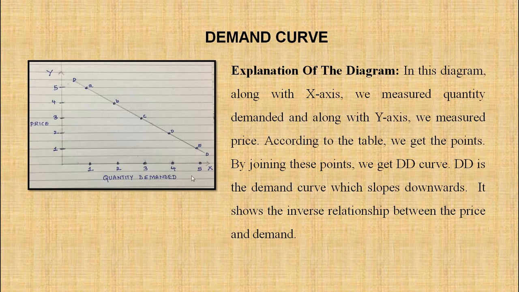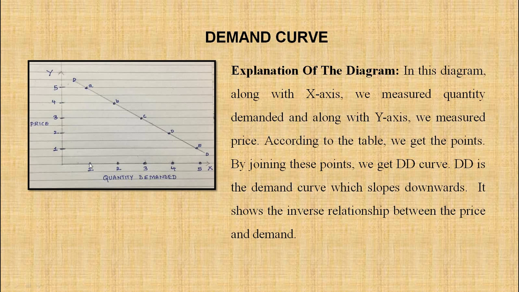Now we'll see the curve, how you have to draw the curve. First of all, you have to draw both the axes. This vertical axis is called as Y, this horizontal axis is called as X. So, in this diagram, along with x-axis, we measured quantity demanded, and along with y-axis, we measured price. According to the table, in the previous slide, the table 1, 2, 3, 4, 5, 5, 4, 3, 2, 1, we get the points.